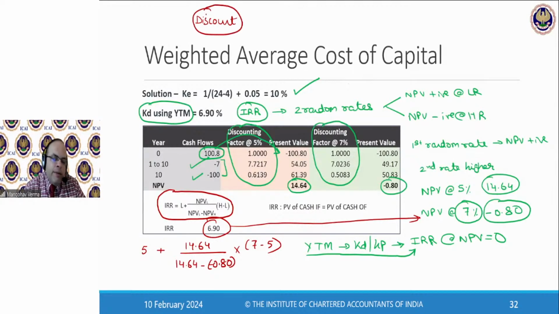I think many people are not comfortable in discounting yet. In your class 9th or 10th, you guys had learned a formula: A is equal to P into (1 plus R) to the power N. Do you guys remember that? Compound interest. This was the formula we learned. Everyone learned that.